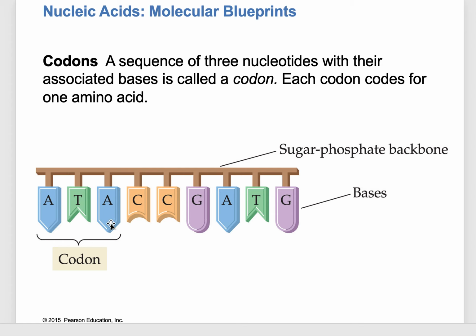All right, here it is. This is on DNA. One strand of the DNA, ATA, that's a codon. Every three bases represent three nucleotides. Okay, and we've got the sugar and the phosphate backbone.